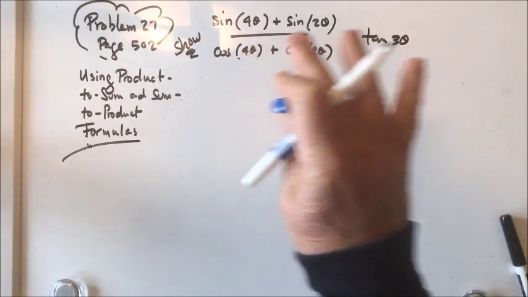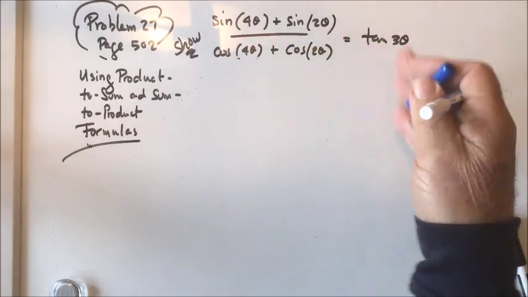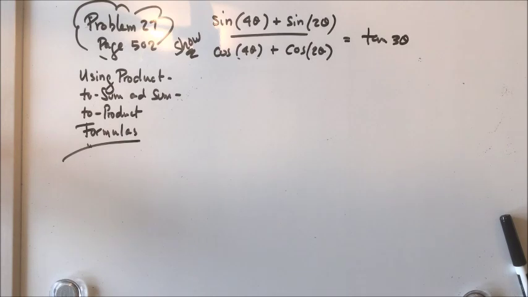This left-hand side has to be equal to the right-hand side. So we're going to modify the left-hand side and try to turn it into the right-hand side. And you're going to actually see that it's going to unfold pretty quickly.